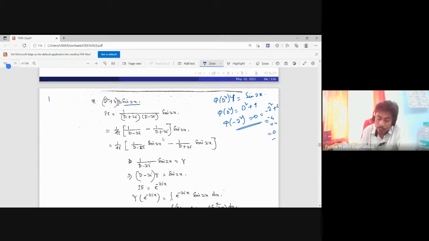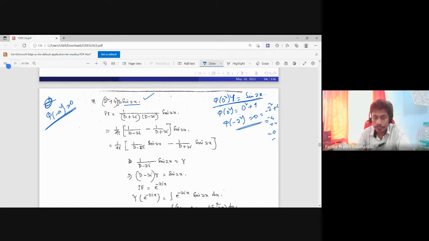So actually here, the earlier formula we have written for this kind of situation was 1 by phi of minus a squared. But here phi of minus a squared is 0. So that case we have to now discuss with this problem.